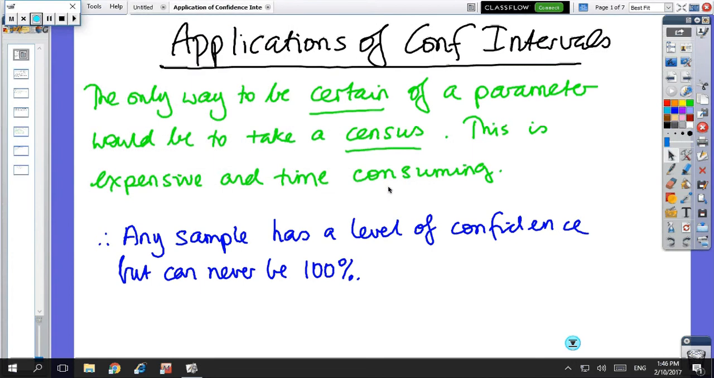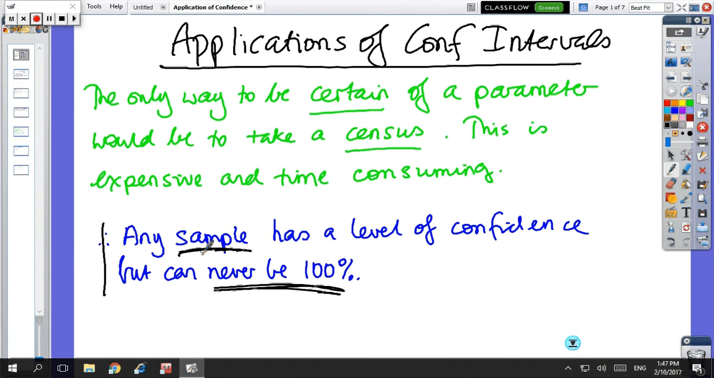Okay, so up to the last video, and it's called Applications of Confidence Intervals. So again, some of the stuff you don't need to copy down. The only way to be certain of a parameter for the population would be to take a census, and obviously this is expensive and time consuming. So basically any sample you take has to have some level of inaccuracy. It can never be 100% if you've got a sample, okay?